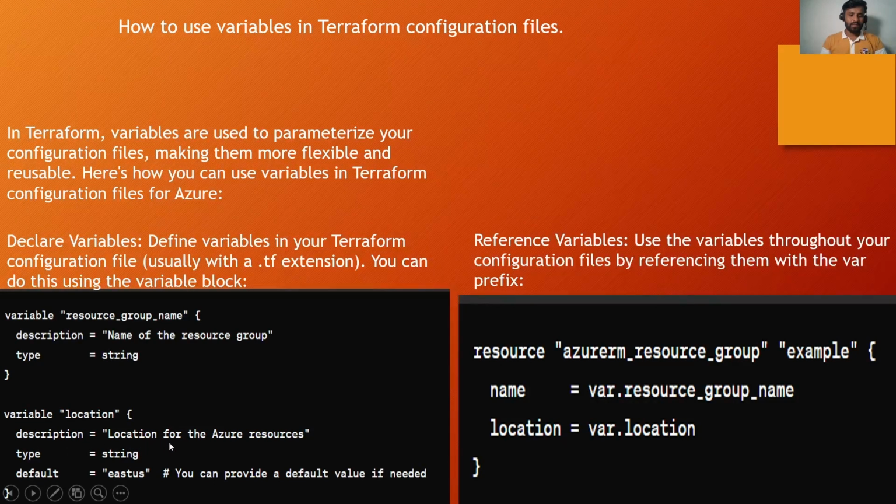See, description is location for the Azure resources, and by default we have given type string. Default is East US. You can provide a default value if needed. Suppose there is already a resource group, then I have azurerm_resource_group. See, there is already an example resource group. Then we have taken here the resource group and location for this, right?